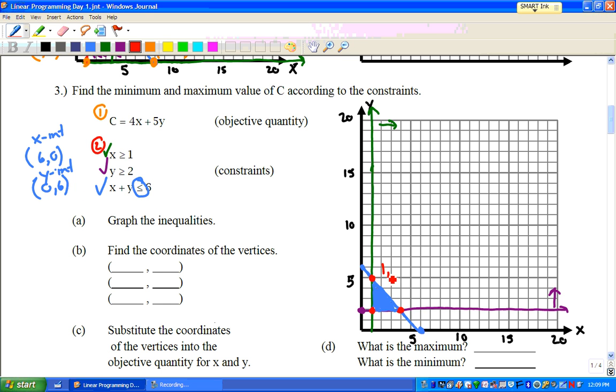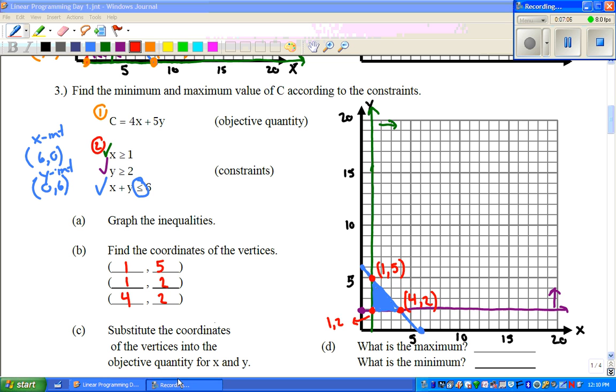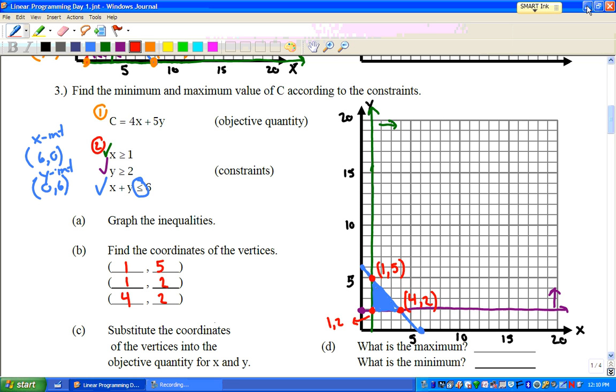So this one is 1, 5 for my x and y. I'm going to put 1, 5 right here. Okay? This one right here is at 1, 2. So I'm going to put 1, 2 right here. And then this one is at 4, 2 for your ordered pair. Okay? So this one has 3 vertices, obviously, because the shaded region that we created is a triangle.